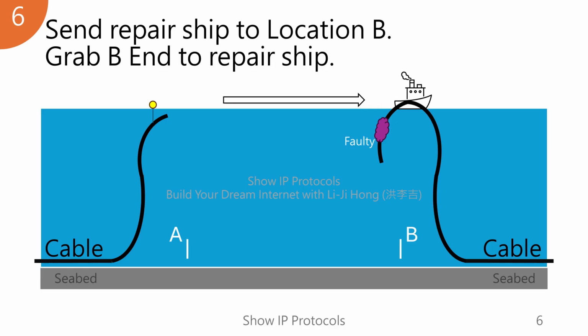6. Send the repair ship to location B. Grab end B to the repair ship. The repair ship now can travel to location B. With a similar approach as at location A, the repair ship can also find and float end B to the repair ship. We can now grab end B of the cable onto the repair ship.